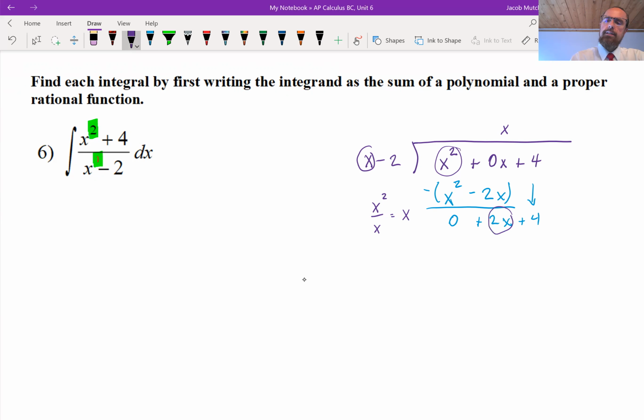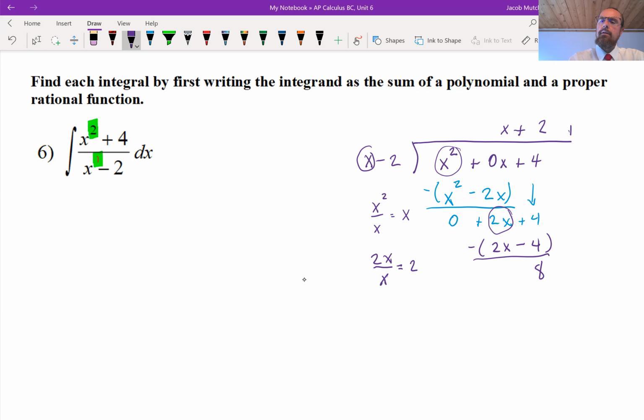So I've got 2x now divided by my divisor term x, and that's just 2. So that completes the polynomial part of my quotient. I'm going to multiply back. That's 2x minus 4. We'll subtract, and again, first terms cancel. 4 minus negative 4 is 8.